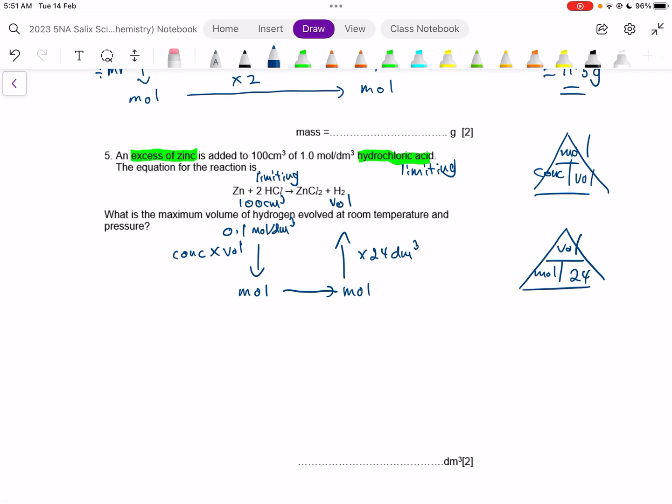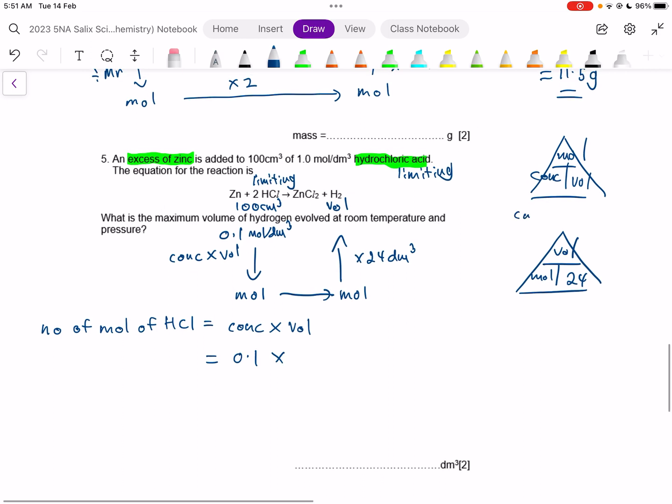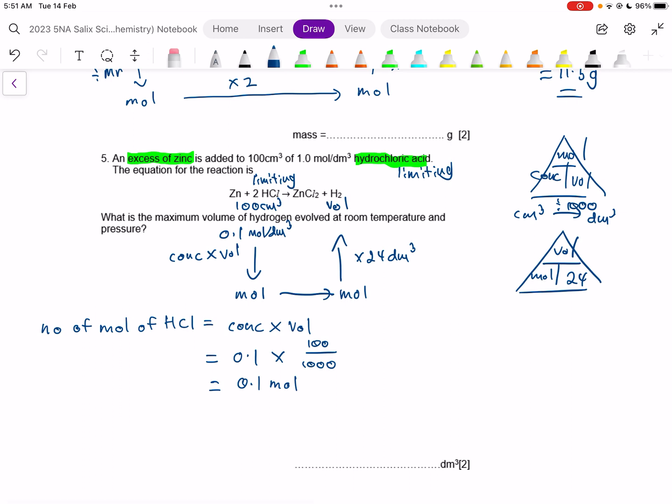So let's take a look at this. First thing first, the number of moles of your HCl. You do concentration multiplied by volume. So volume must convert. Concentration 0.1. Volume, always remember, convert from centimeter cube to dm cube before calculation. So this will give you 0.1 mole.